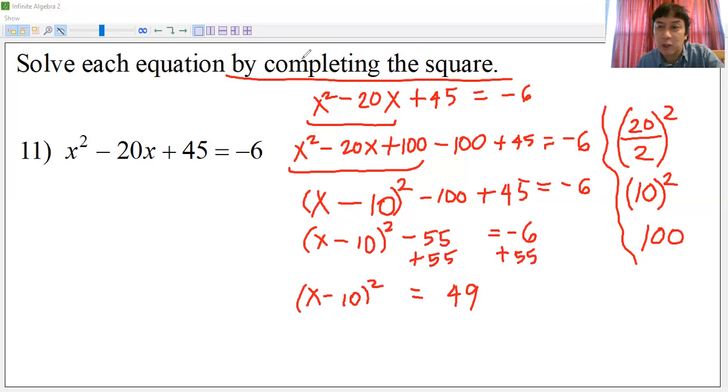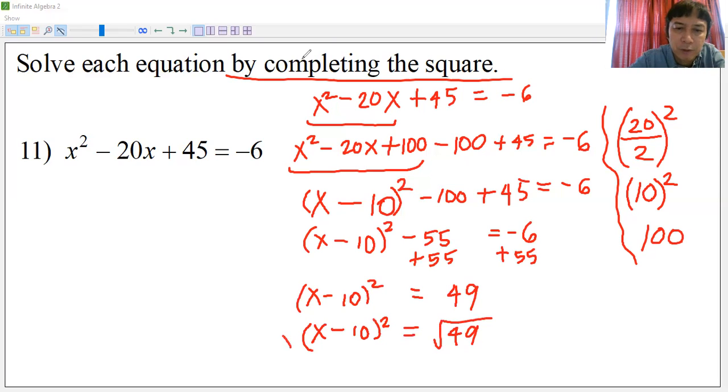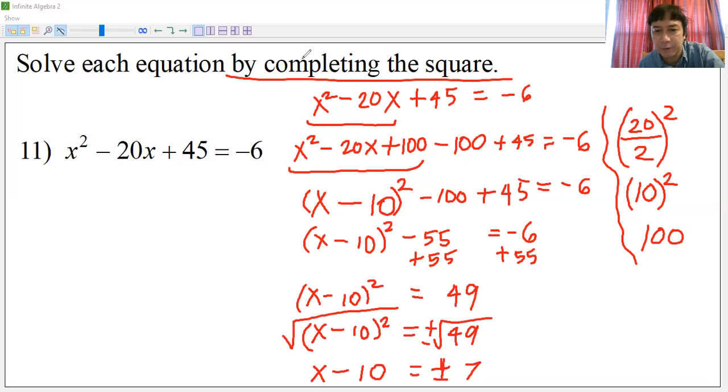At this point, you will have to take the square root of both sides. So you have x minus 10 squared, and this is 49. Take the square root. This is plus or minus the square root of 49. That gives us 7, so plus or minus 7. The left side is just x minus 10. The square root symbol and the squared cancel each other, giving the binomial x minus 10. We're almost done.